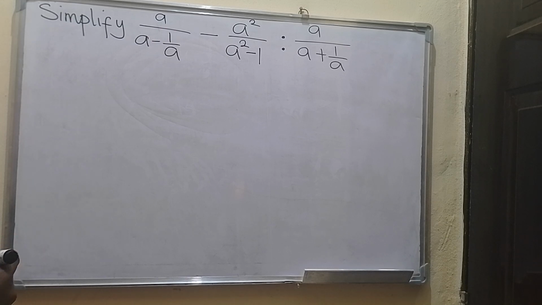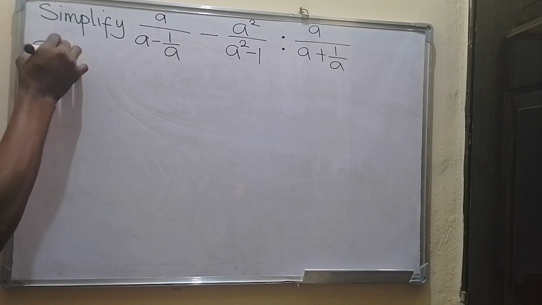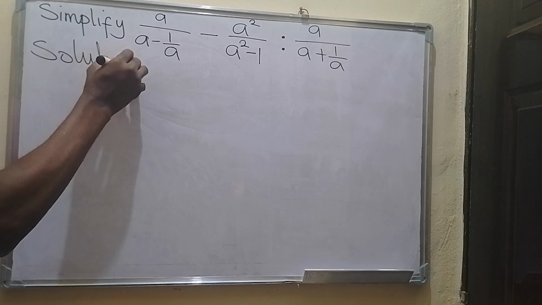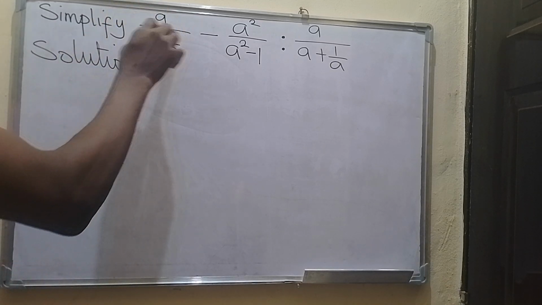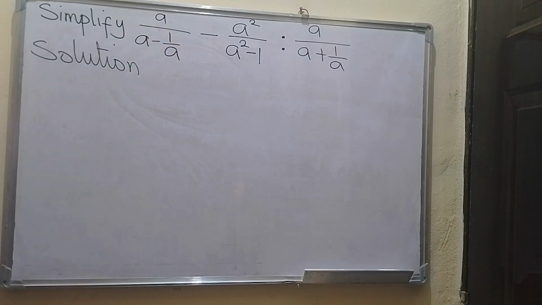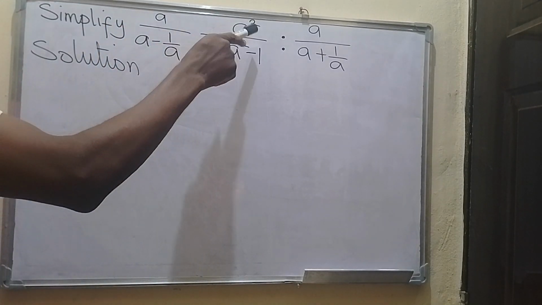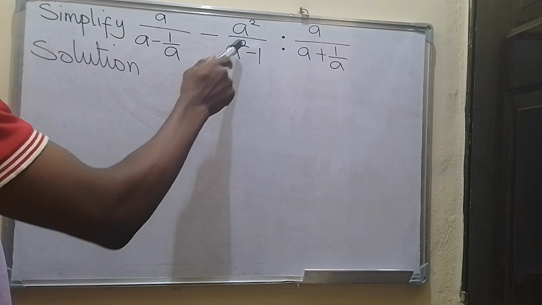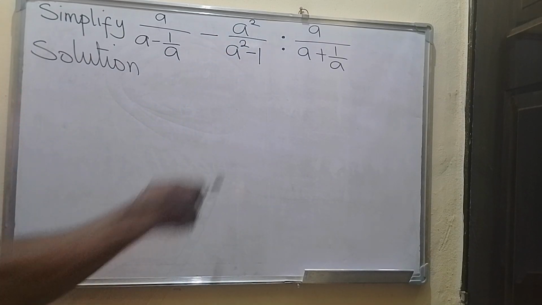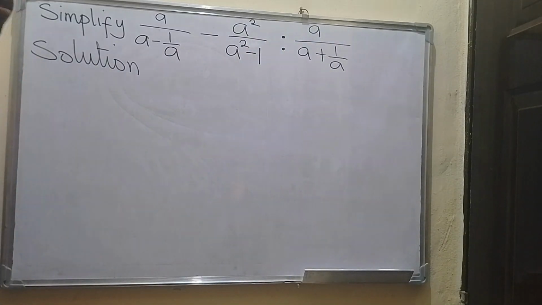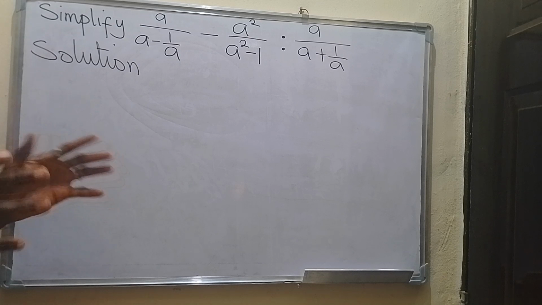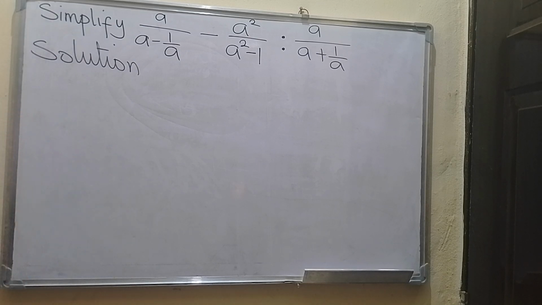As we look at this one fast, we know how to solve it. The question says simplify a over a minus 1 over a, minus a squared over a squared minus 1, ratio a over a plus 1 over a. If you look at the question, you might say it's complex. But if we solve it now, you will see it's just simple, just small basic knowledge. So let us look at it.